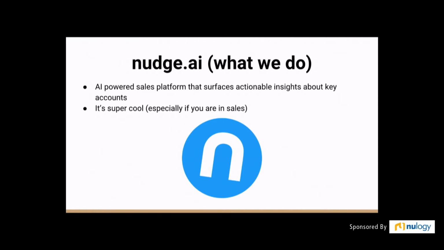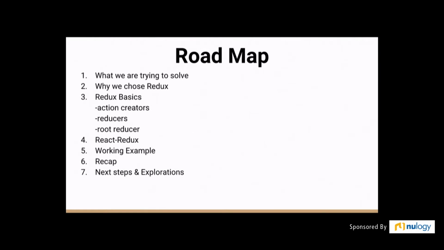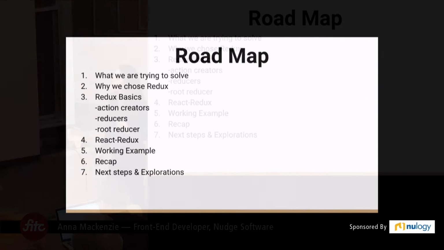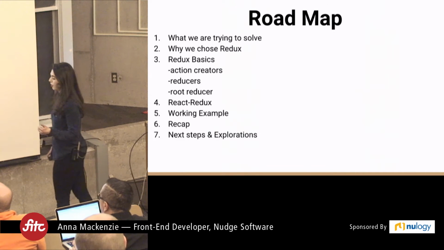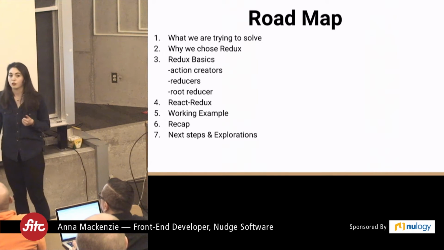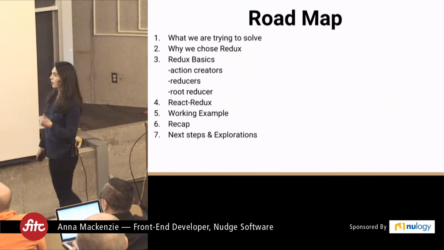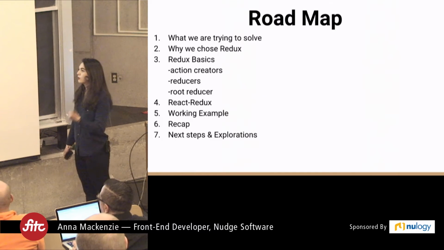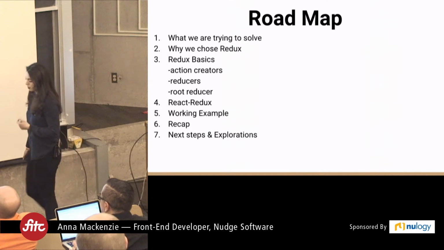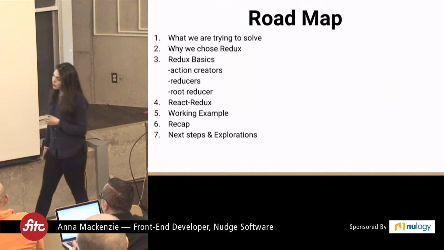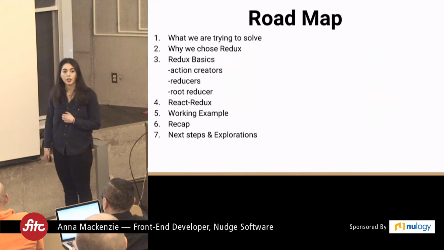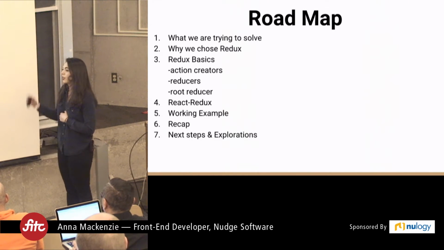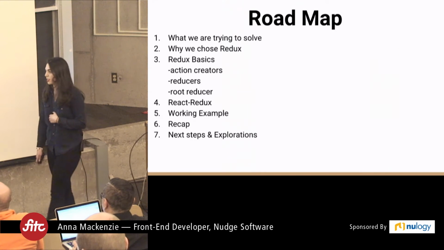So why am I telling you this? Because understanding how much data we have is part of understanding the problem that we had. So this is a roadmap of what I am going to take you through today. I'm going to talk about what we're trying to solve. I'm going to talk about why we decided to choose Redux to solve that problem. We're going to go over some Redux basics, action creators, reducers, root reducer. I'm going to talk about using React and Redux together. I'm going to show you a working example using data from our application. I'm going to recap all of that and then talk about next steps.